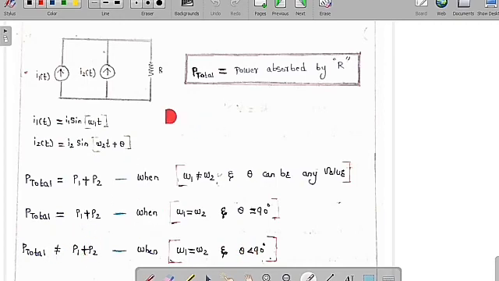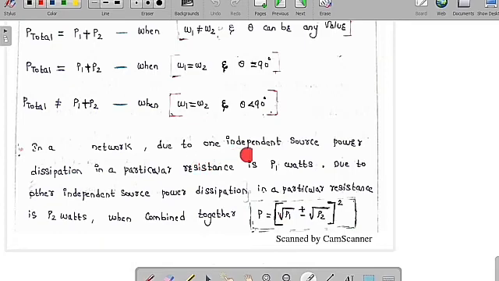So therefore, total power is equal to the power absorbed by R due to I1 of t alone plus the power absorbed by R due to I2 of t alone. In a network, due to one independent source, power dissipation in a particular resistor is P1 watt. Due to the other independent source, power dissipation in that resistor is P2 watt. Then combined together, what is the total power dissipated in that element?